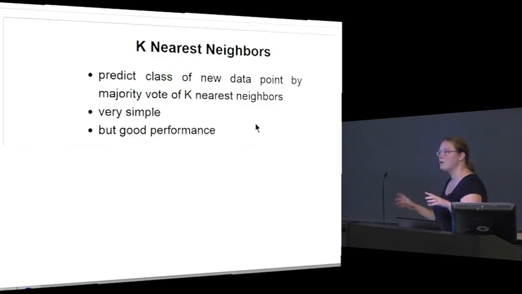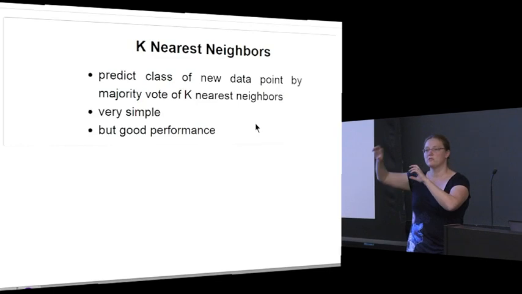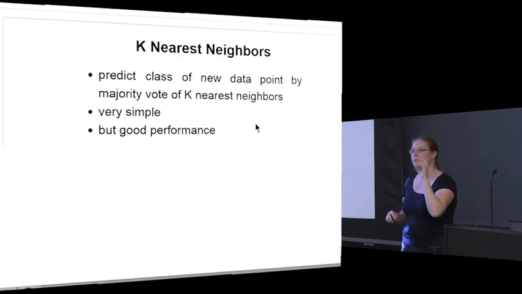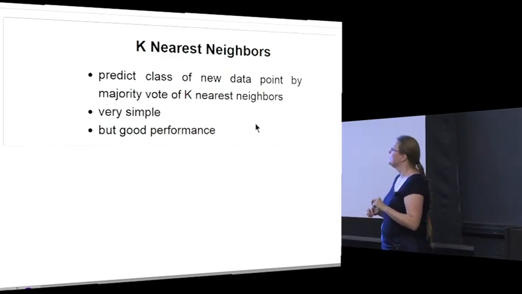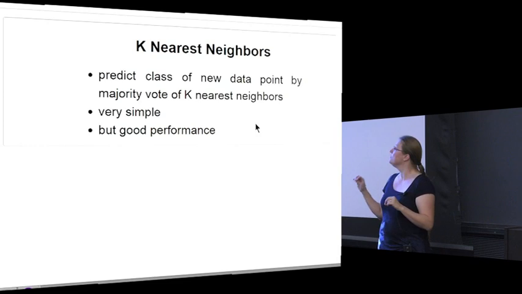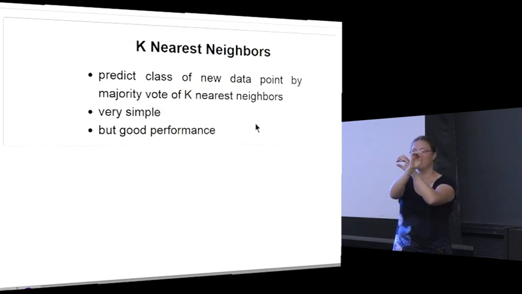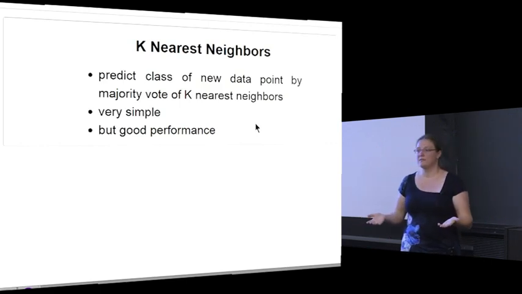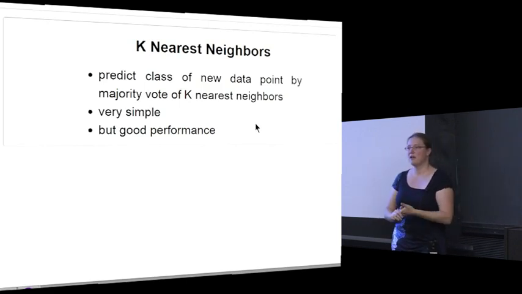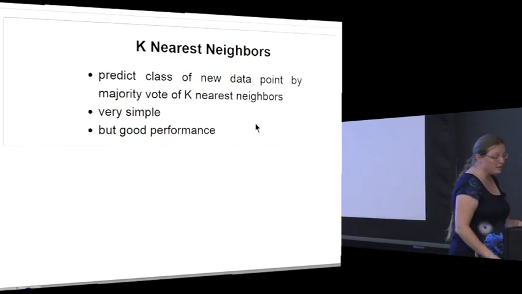So today we're going to talk about this classifier that just cares about how close the new data point is to other data points where I know the label. And this is called K-Nearest Neighbors. So I predict the class of a new data point by taking the majority vote of points around it. And it's a very simple classifier, right? I think it's the classifier out there that is easiest to understand, but it still has very good performance.